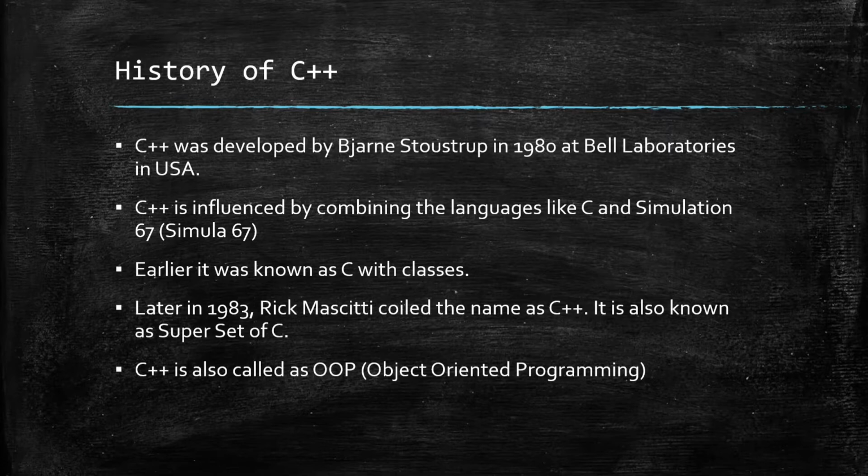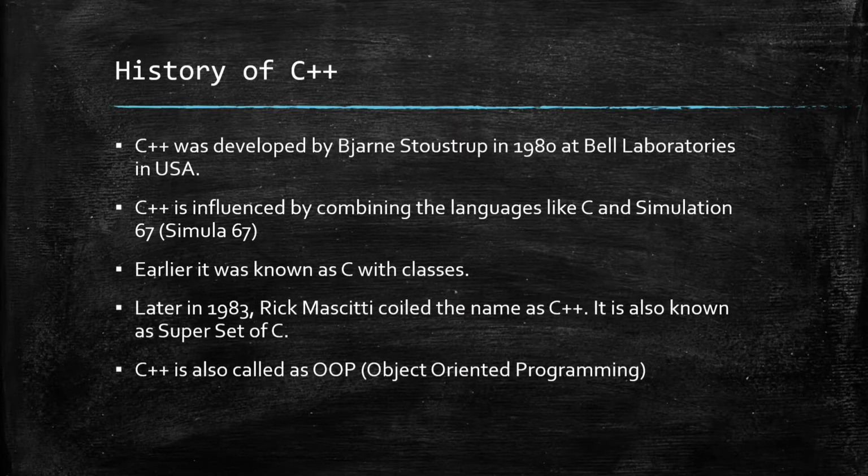And later in 1983, three years after the invention of C++, Rick Mascati coined the name C++. It is also known as a superset of C. So in 1983, Rick Mascati shortened the name and coined it as C++. The C++ language is also known as a superset of C.